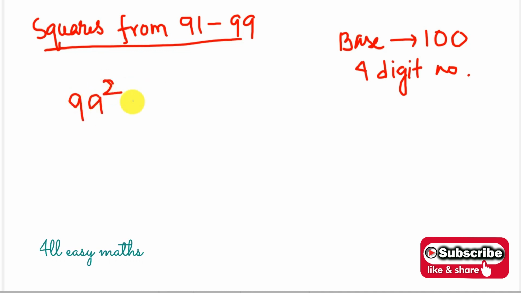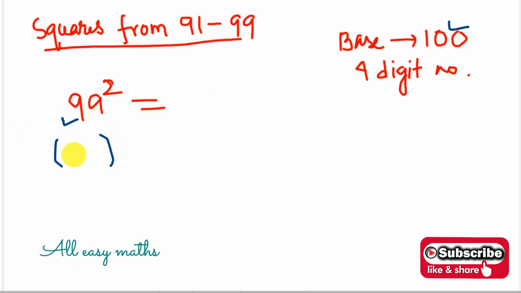Now let's say we have to calculate 99 square. Let's see how we are going to calculate. Compare 99 with the base 100. 99 is 1 less than 100, so we'll write -1 here. And as the square is going to be a 4-digit number, these are the first 2 digits for 99 square.